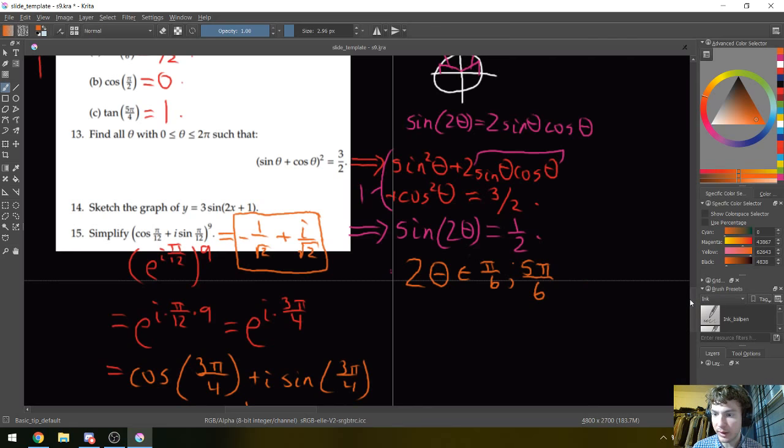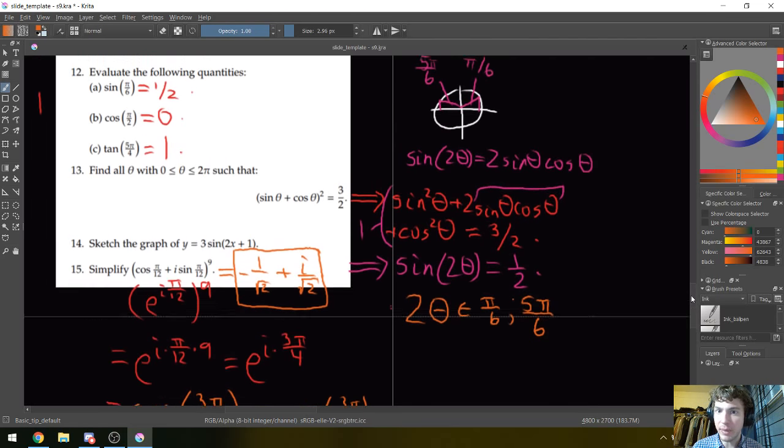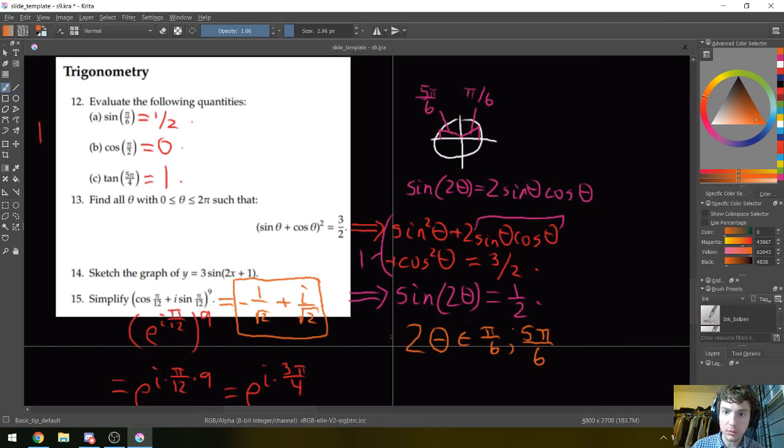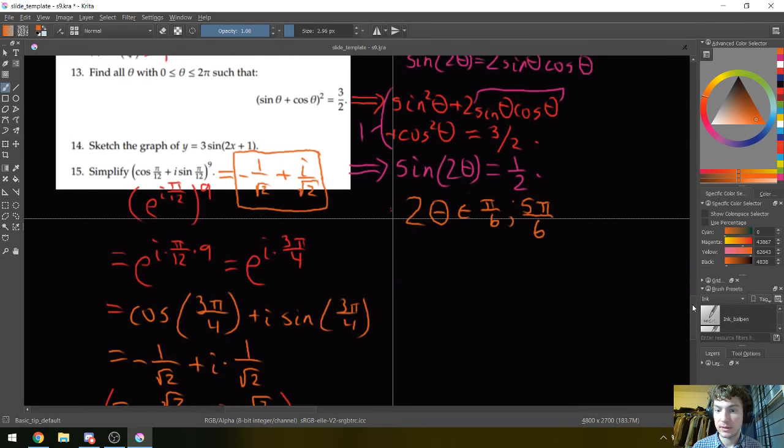Theta can wrap all the way around and come back to pi over 6. So if it's the case that 2 times theta goes all the way around the circle and comes back to pi over 6, then that still satisfies this equation. Similarly, if theta goes all the way around the circle and then comes to 5 pi over 6, it will still satisfy this equation. So let me just write that somewhat more explicitly.